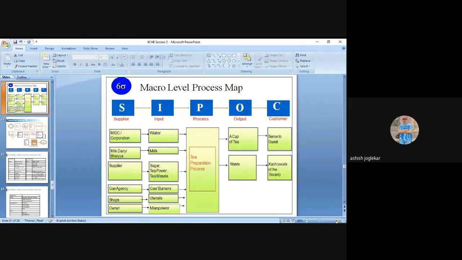And second, the customer is served the tea; and the second customer is served when you put the waste in the dustbin. So you can see here your process starts with the supplier and ends with the customer. So all the activities, all the list of the activities that are listed here in input, process, output, are your data points.